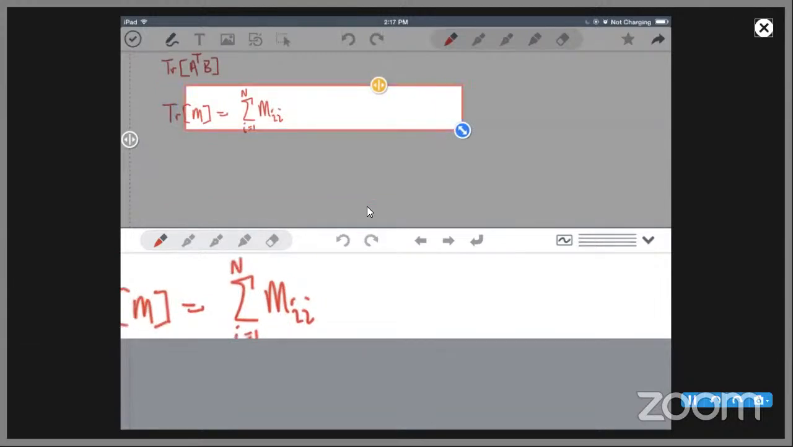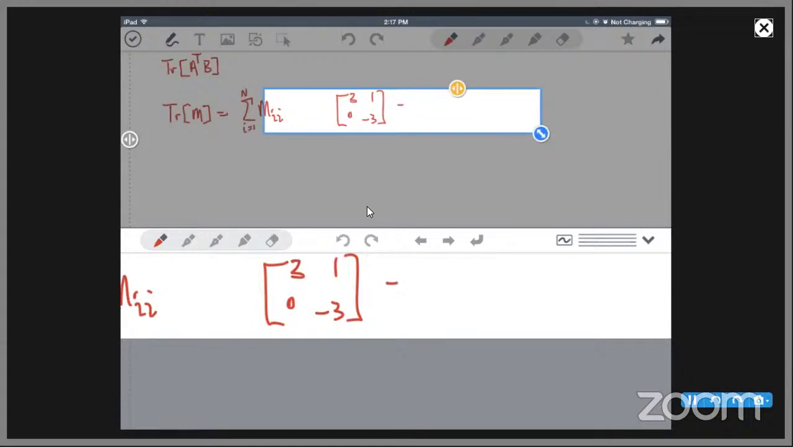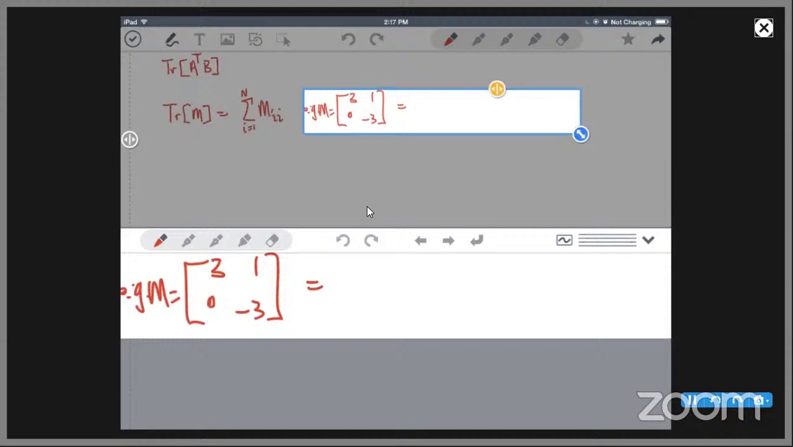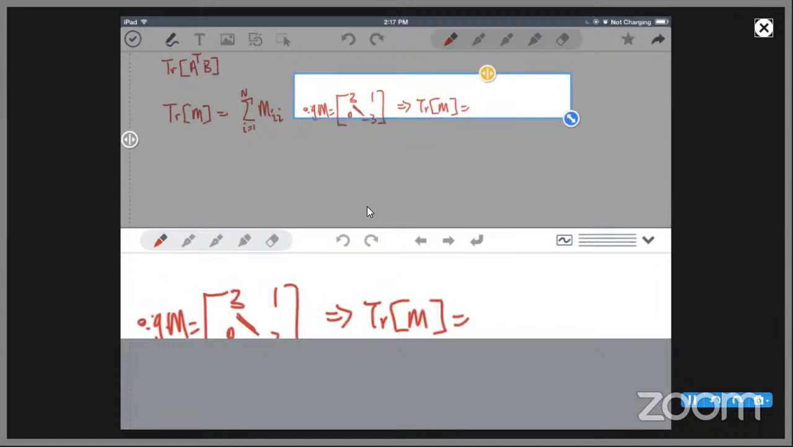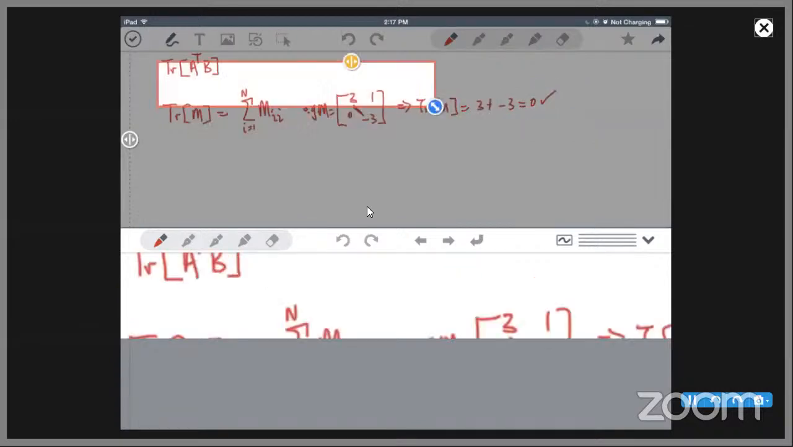Okay. So for instance, if you have a matrix 3, 1, 0, minus 3, you can easily find the trace. What's the trace of this matrix? 0. Yeah. So you just add the diagonal elements together. 3 plus minus 3, which is 0. So that's straightforward to do. Okay, Jean Bosco, you are correct also. Marcello must have told you this.